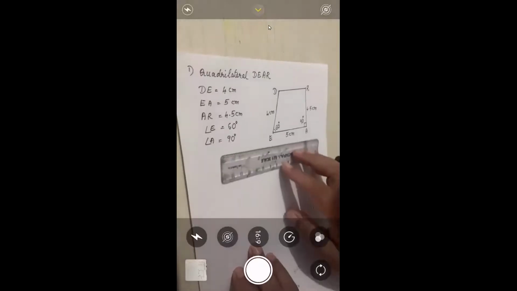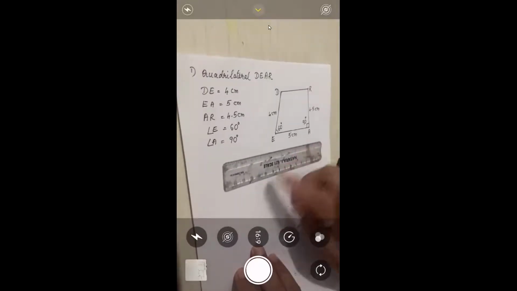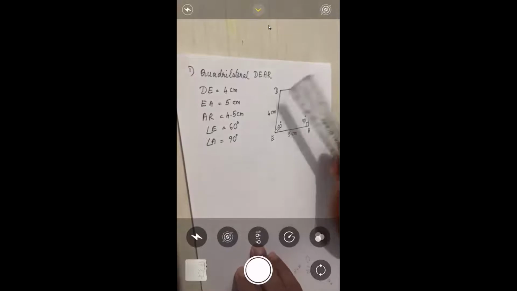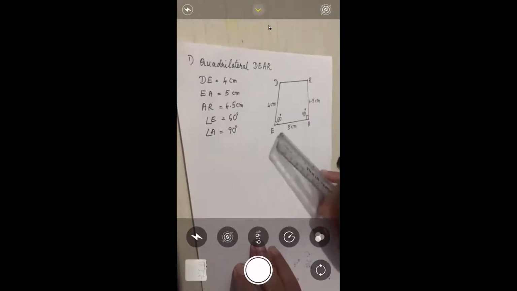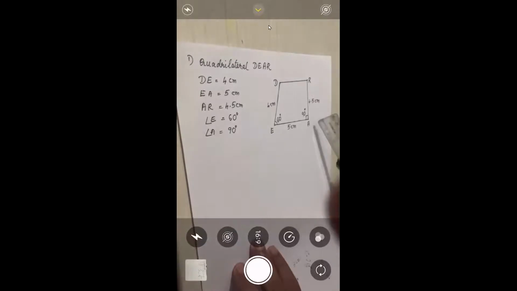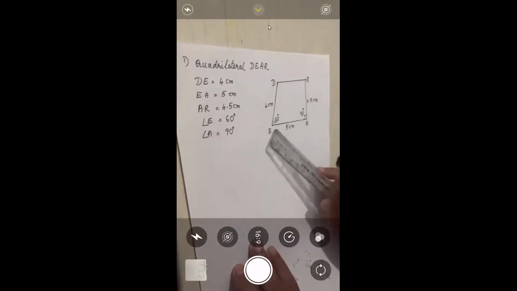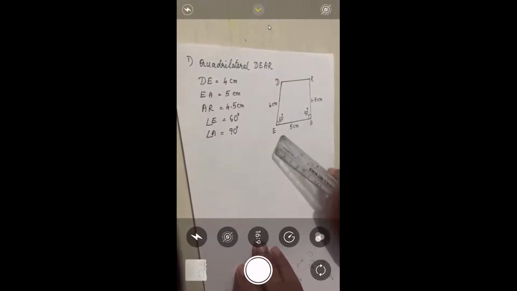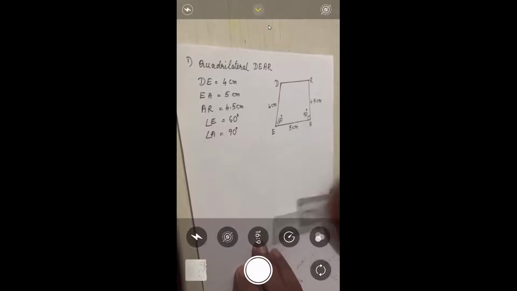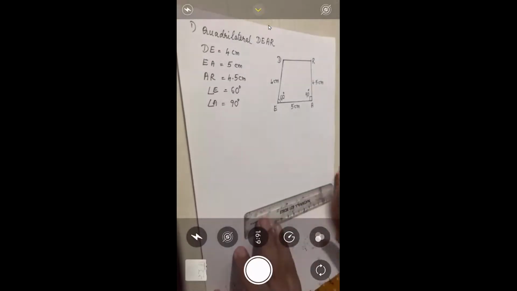So we are going to construct quadrilateral DEAR. As I have explained the rough diagram, DE 4 cm, EA 5 cm, AR 4.5 cm, and two included angles, angle E equal to 60 degree, angle A equal to 90 degree given. So whenever we draw this type of question, two base angles are given. So that included side we have to draw first. So we are going to start the construction.